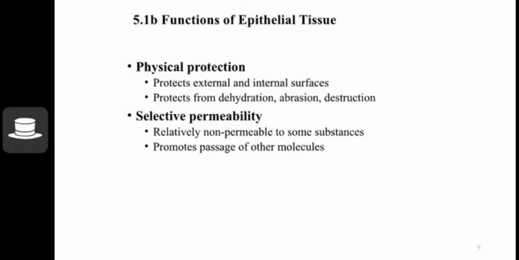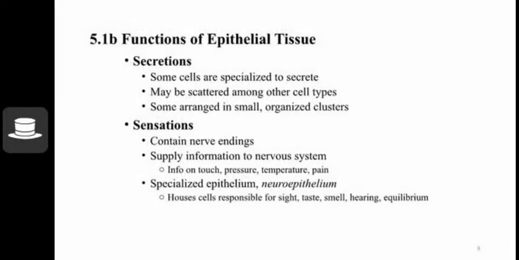So epithelial tissue can be used for lots of things. We use it for physical protection. It helps protect us against dehydration and abrasion. It helps protect us against infection. It's selectively permeable, so some substances can get through the epithelial tissue, some cannot. It functions in secretion. Secretion is when a cell produces a substance and then pushes it out of the cell, typically through exocytosis.